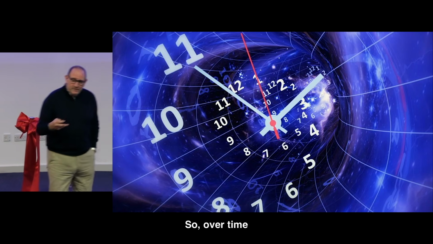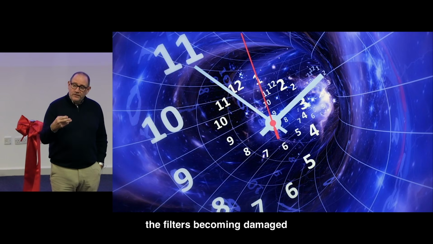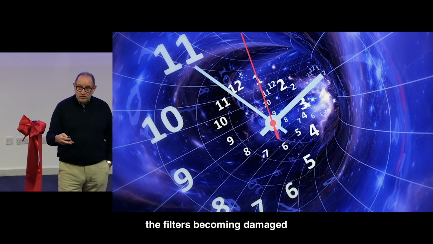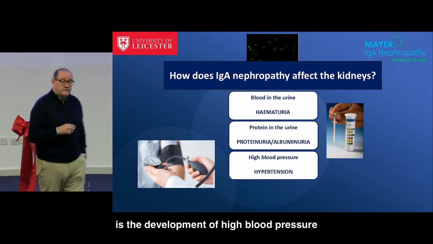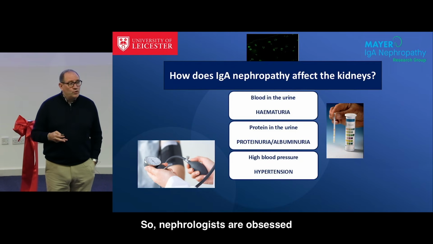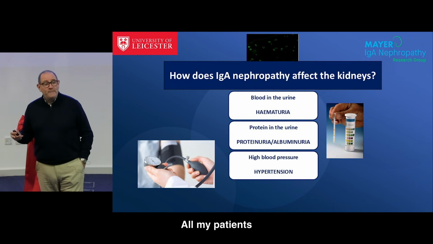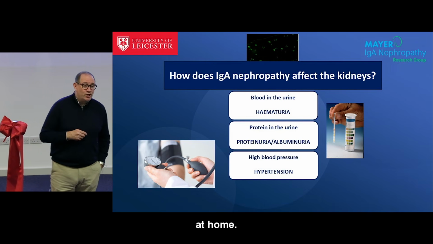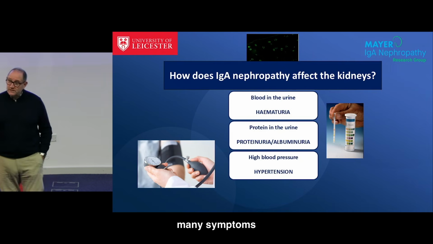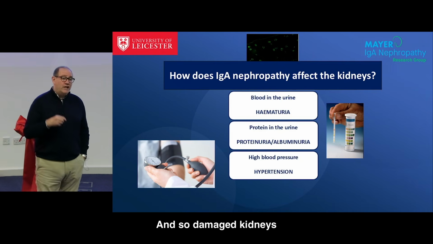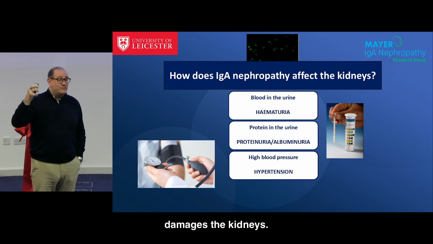So over time, this blood and protein in the urine can eventually lead to the filters becoming damaged irreversibly. And one of the things we see is the development of high blood pressure. So nephrologists are obsessed with your blood pressure. All my patients, I ask to get a blood pressure machine at home so you can keep an eye on your blood pressure, because it doesn't generally give many symptoms if your blood pressure is high. And so damaged kidneys cause the blood pressure to go up, and high blood pressure damages the kidneys.